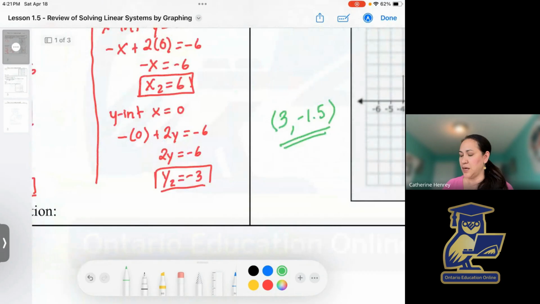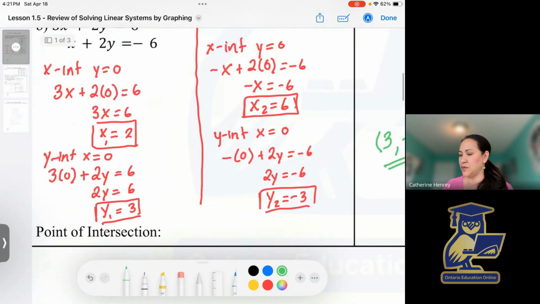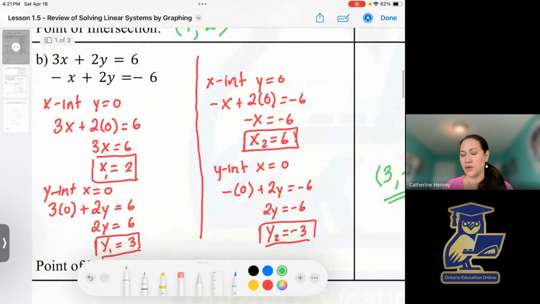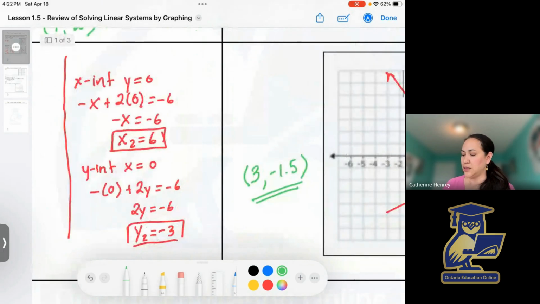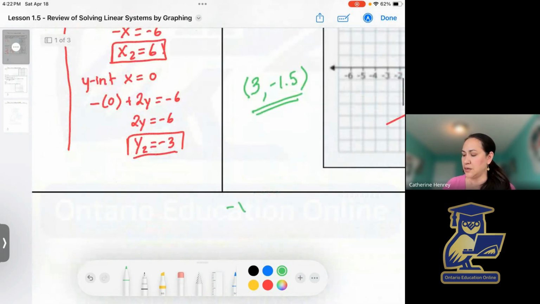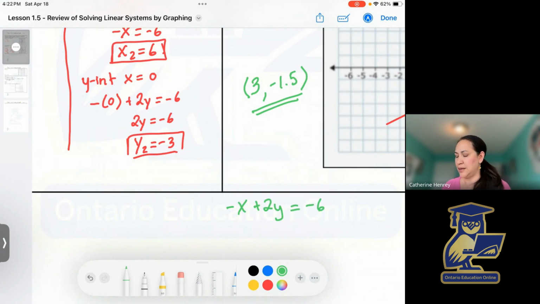So let's go ahead and do that. We will use, let's see, the easier of the equations, I would say, is -x plus 2y equals -6. So let's do -x plus 2y equals -6. And let's plug in the coordinates x and y from our point of intersection.